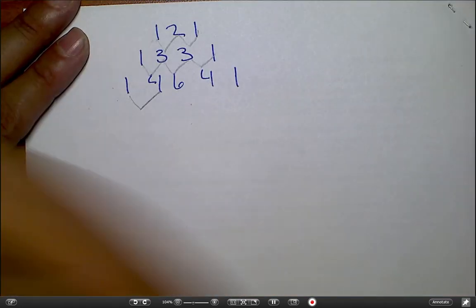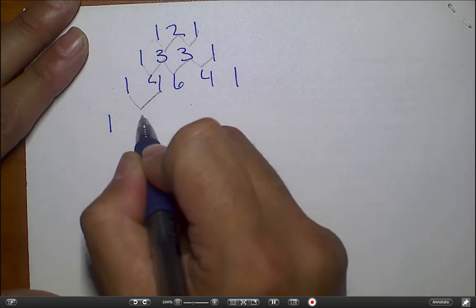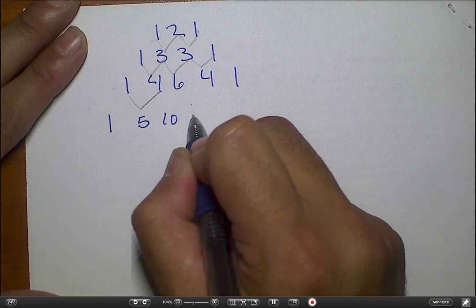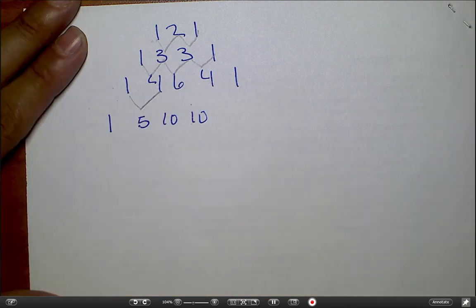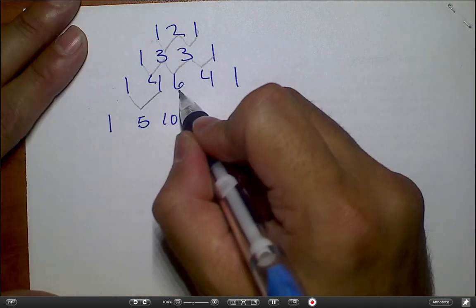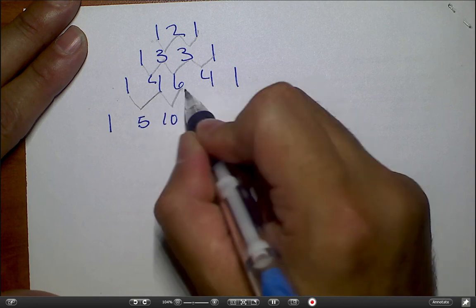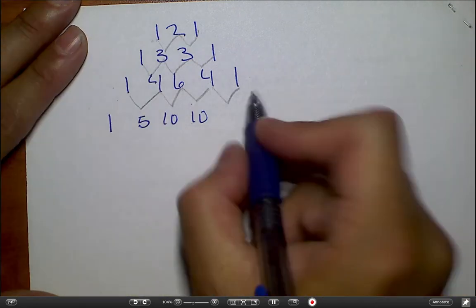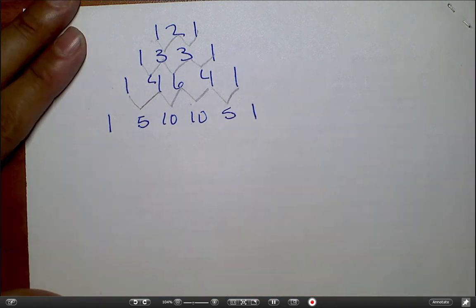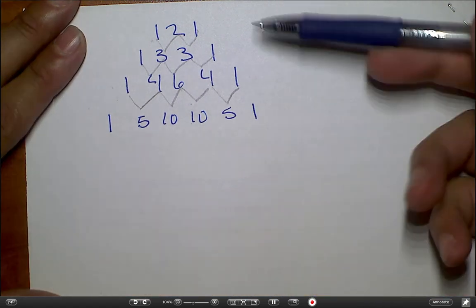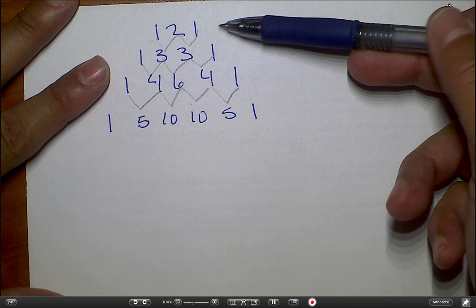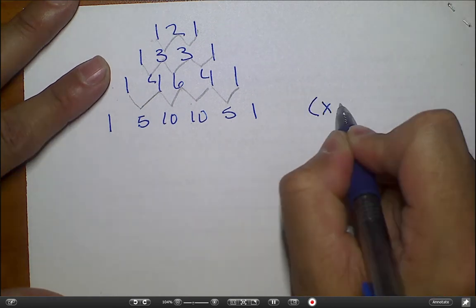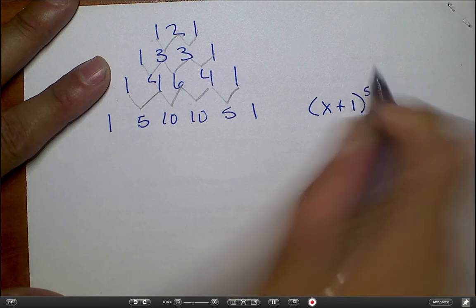So my first number is going to be 1. My next one's going to be? What's my next one? 10. Very good, right? Because you guys are doing this. So here's my 10. Here's my 10. What's my next one? 5. And then? So this one would be the same as saying, since this is the second, the third, the fourth, the fifth, this is going to give me x plus 1 to the fifth power.